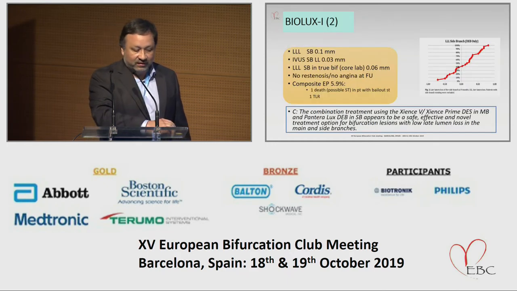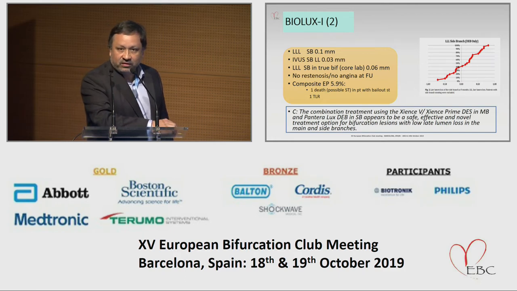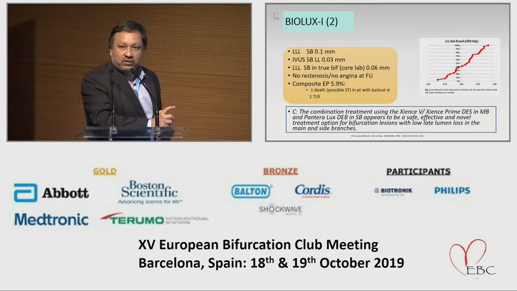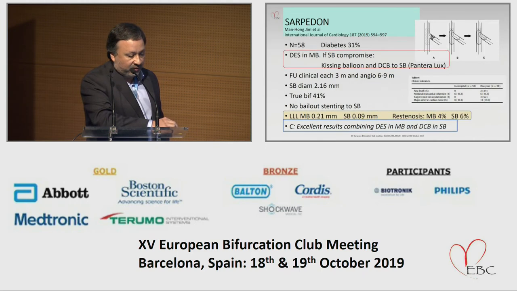And the results are that late lumen loss in the side branch using this Pantera Lux balloon with the Everolimus stent is 0.1, and even in the IVUS analysis of the side branch also has very nice results. No restenosis, no angina at follow-up, and the composite endpoint is 5.9%. So they conclude that the combination using the Science B or Science Prime DES in the main branch and Pantera Lux drug coat balloon in the side branch appears to be a safe, effective, and novel treatment option for bifurcation lesions, with low late lumen loss in the main and in the side branches.